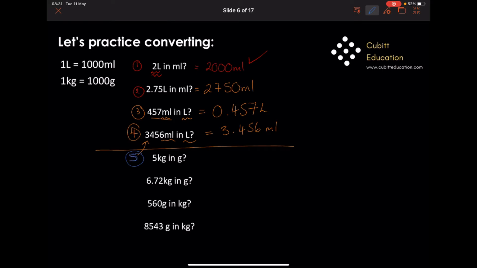Now, question 5 is quite easy. Your conversion is here, look. 1 kilogram is 1,000 grams, just to remind you. And we've got 5 kilograms. Well, if 1 kilogram is 1,000 grams, then 5 kilograms must be 5,000 grams. Okay?